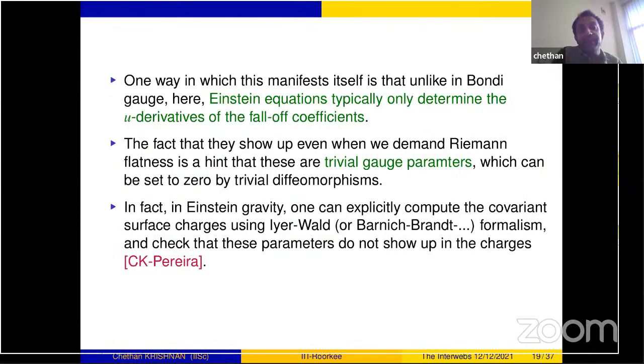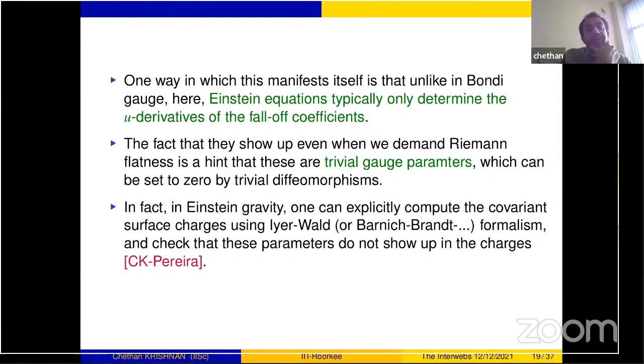So one way in which this manifests itself is that unlike in Bondi gauge, here Einstein's equations typically only determine the U derivative of the fall-off coefficients. They don't determine them algebraically to higher and higher order. Typically, if you prescribe enough integration data, Einstein's equations will fix it to all orders. But that's not what happens here. What happens here is that as you go to higher and higher orders, you keep generating these integration constants, which are functions of just the Z and the Z bar.